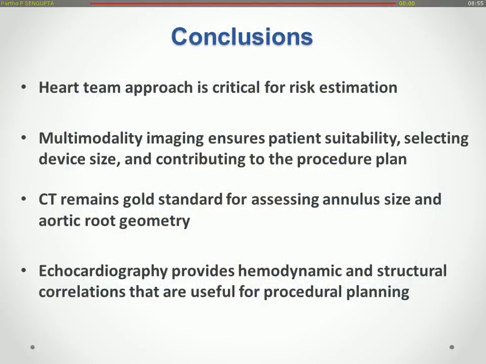And so to summarize, the heart team approach is really critical for risk estimation. Multimodality imaging is useful for securing the patient's anatomical suitability, TEE provides a dynamic environment. CT remains the gold standard for looking at the annulus size and the geometry, and echo is complementary for providing the hemodynamic information for procedural planning.